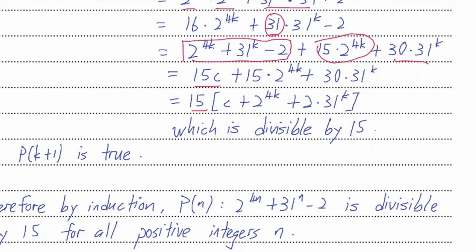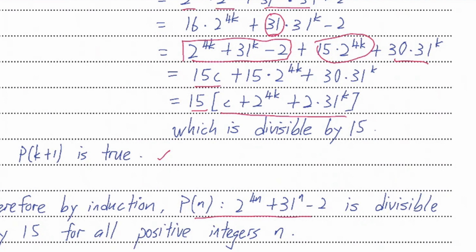So we could factorize out the 15, and the rest of it would be the terms which look like this. From here, it is clear that we can divide this by 15. So with that, we can conclude Pk plus 1 is true, and therefore we can state the conclusion from that. It's quite typical stuff that we do for divisibility here.